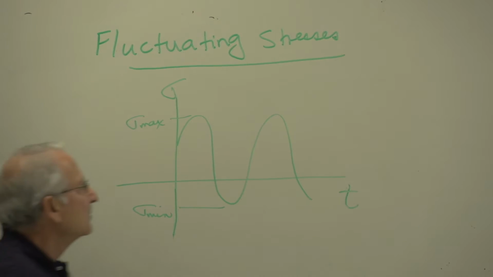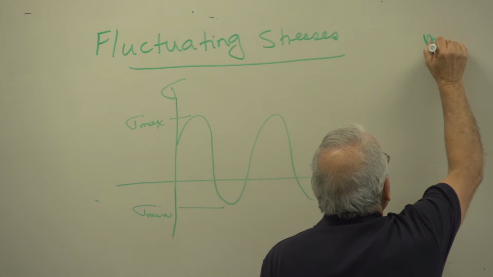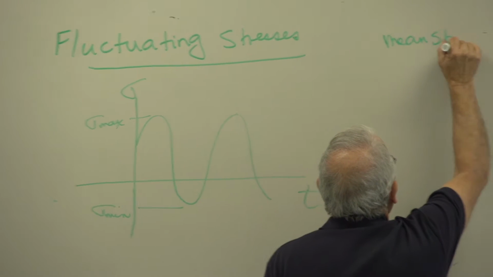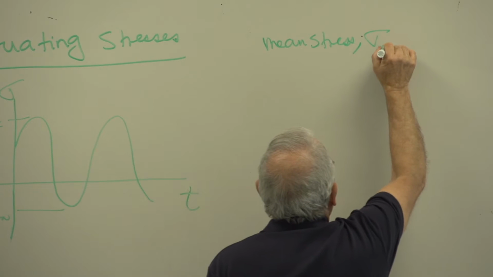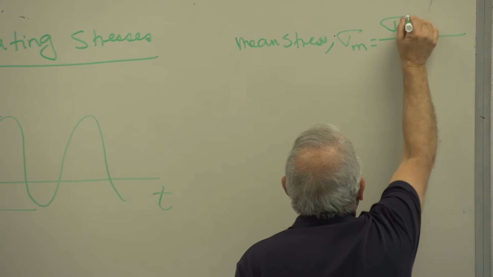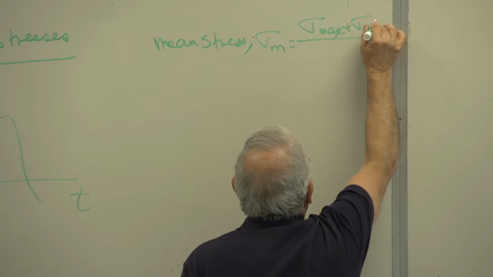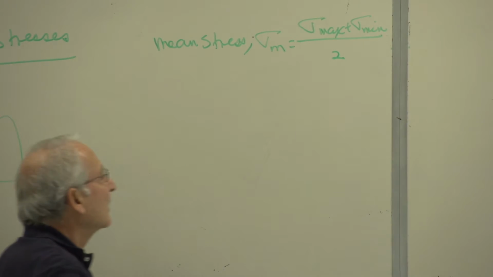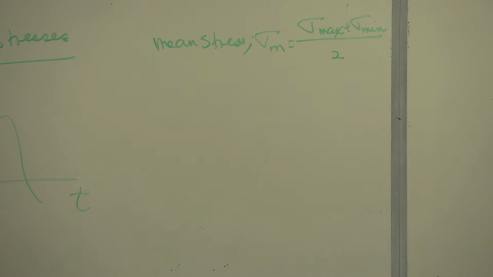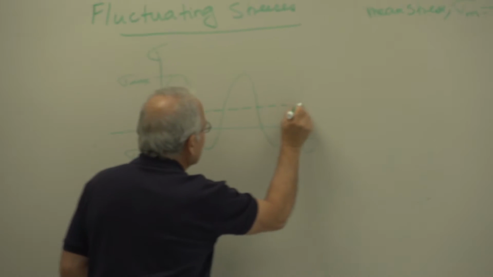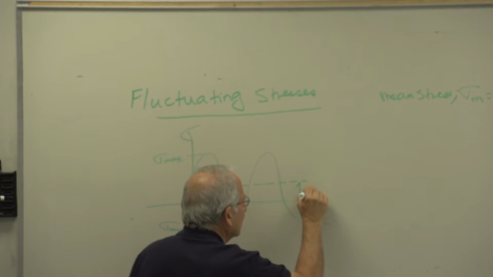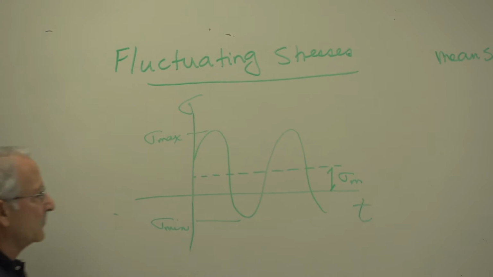And we define mean stress as the sum of the maximum and the minimum divided by 2. Basically, it is what it says. Mean value of the stress. This case would be something like this. Sigma m.